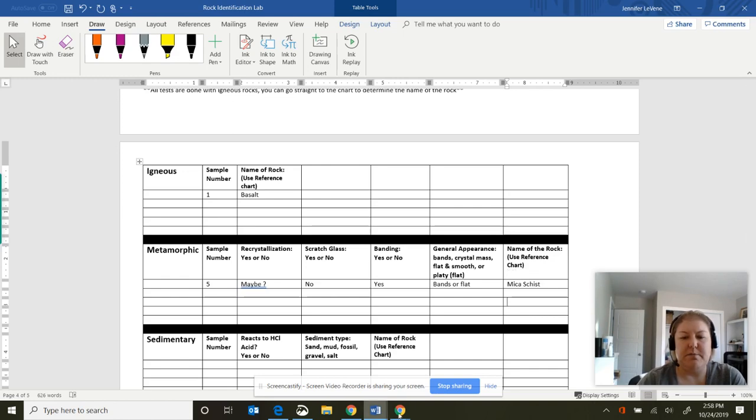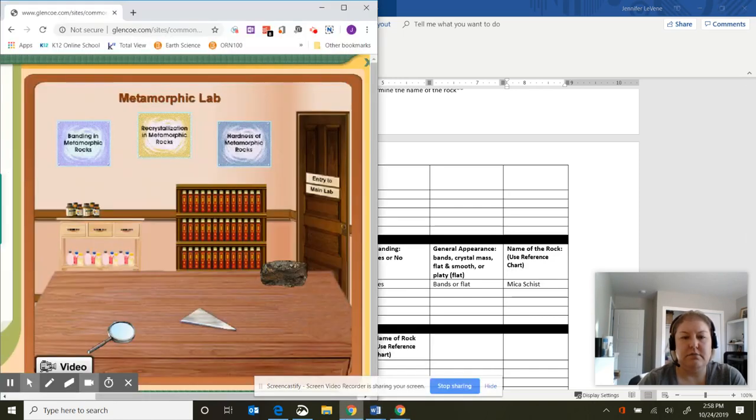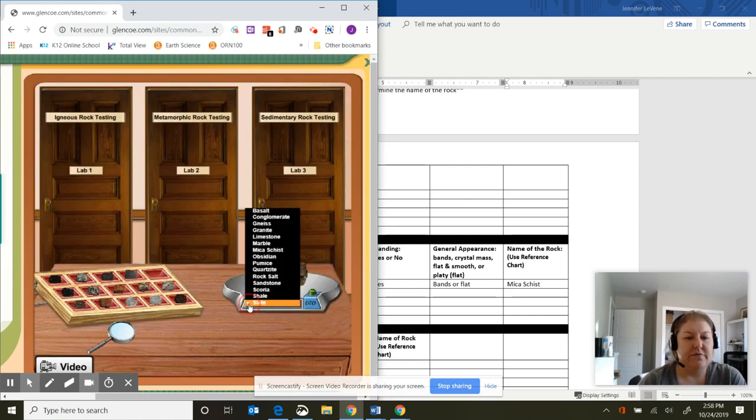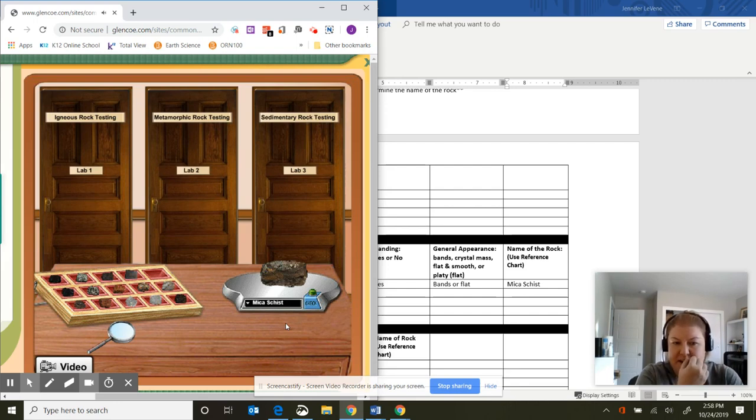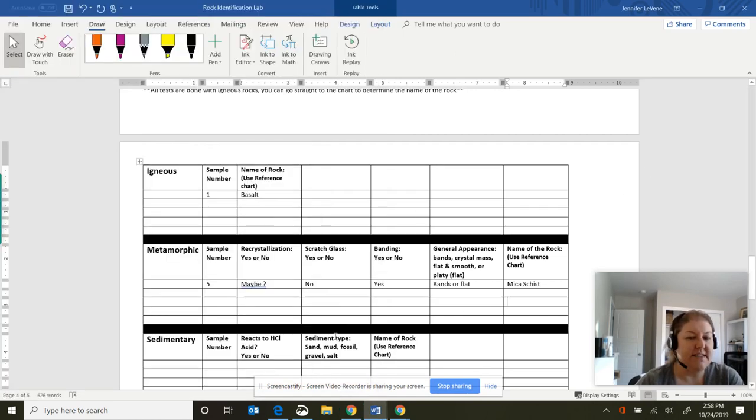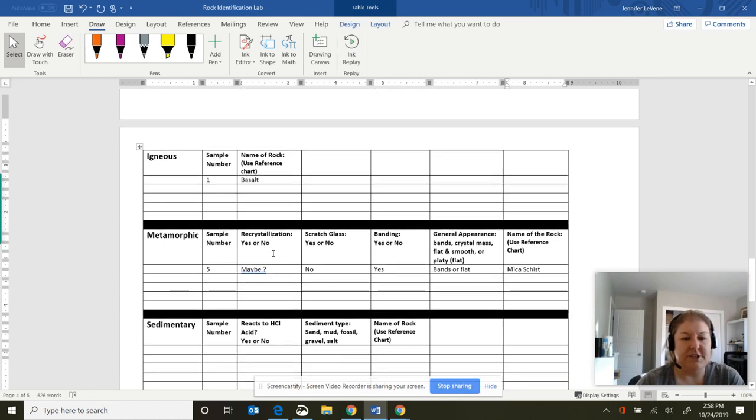So now I'm going to go back to the lab. I'm going to go out of the lab, go back to the main. I'm going to choose mica schist. Yay! Yes, it is right. Okay, so it tells you it's right. Now, some of you guys are thinking, hey, why wouldn't I just go through and check those? Guess what? You don't get the points unless this is all filled out. So you have to finish this to be able to get the points on the quiz. Okay, so it has to be finished.